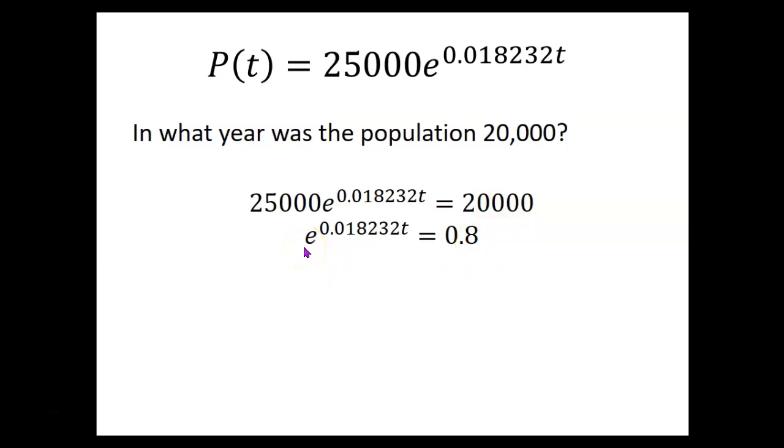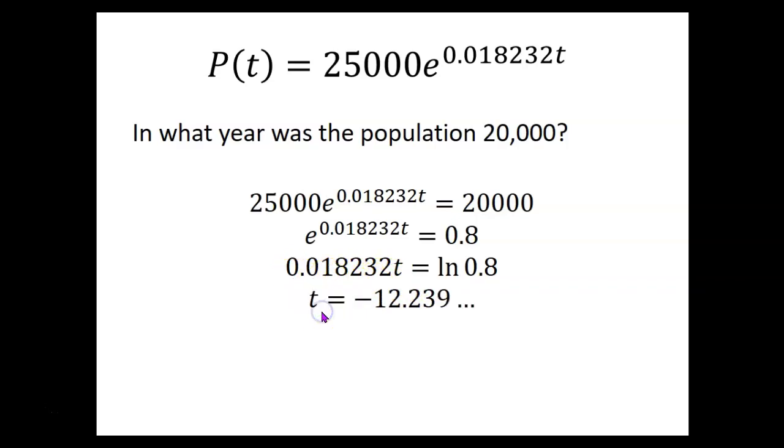How do we get the e out of the way? We've done that often enough that by now you should know we undo the e with the ln, the natural logarithm function. So take ln of both sides and we get this number times t equals the natural logarithm of 0.8. And when we have a number times t, and we want just plain old t by itself, divide both sides by this number. So t is the natural log of 0.8 divided by this number.